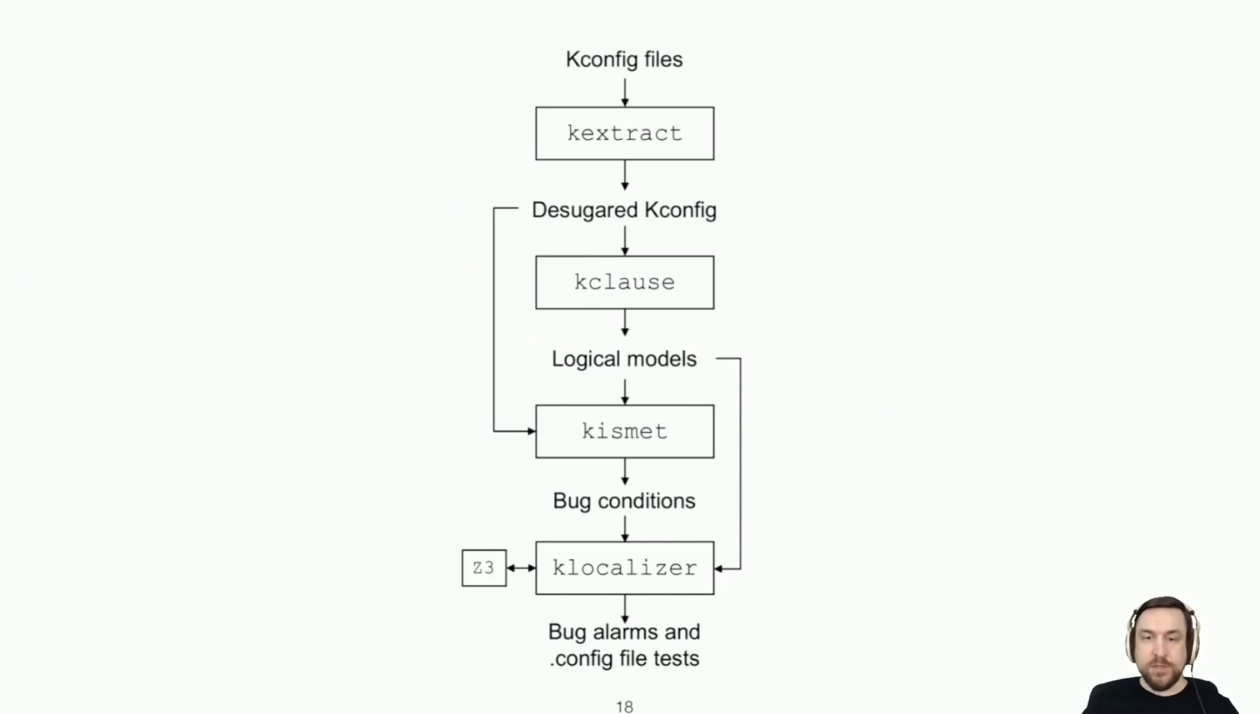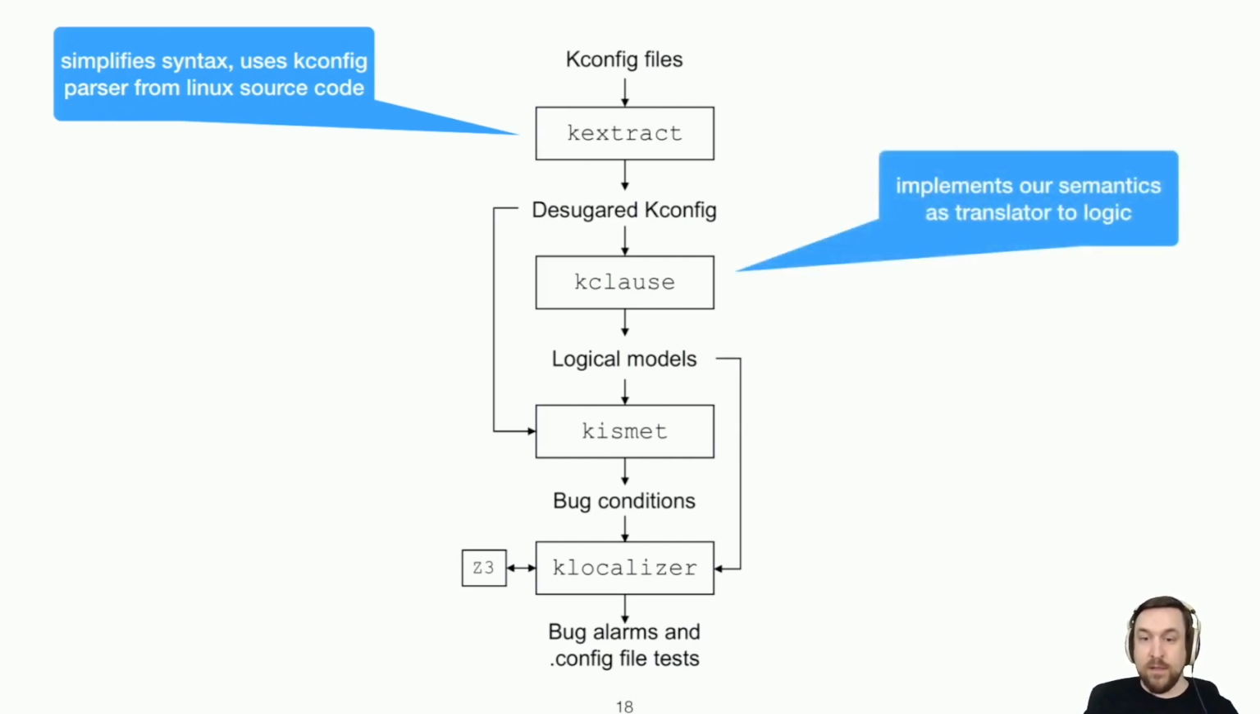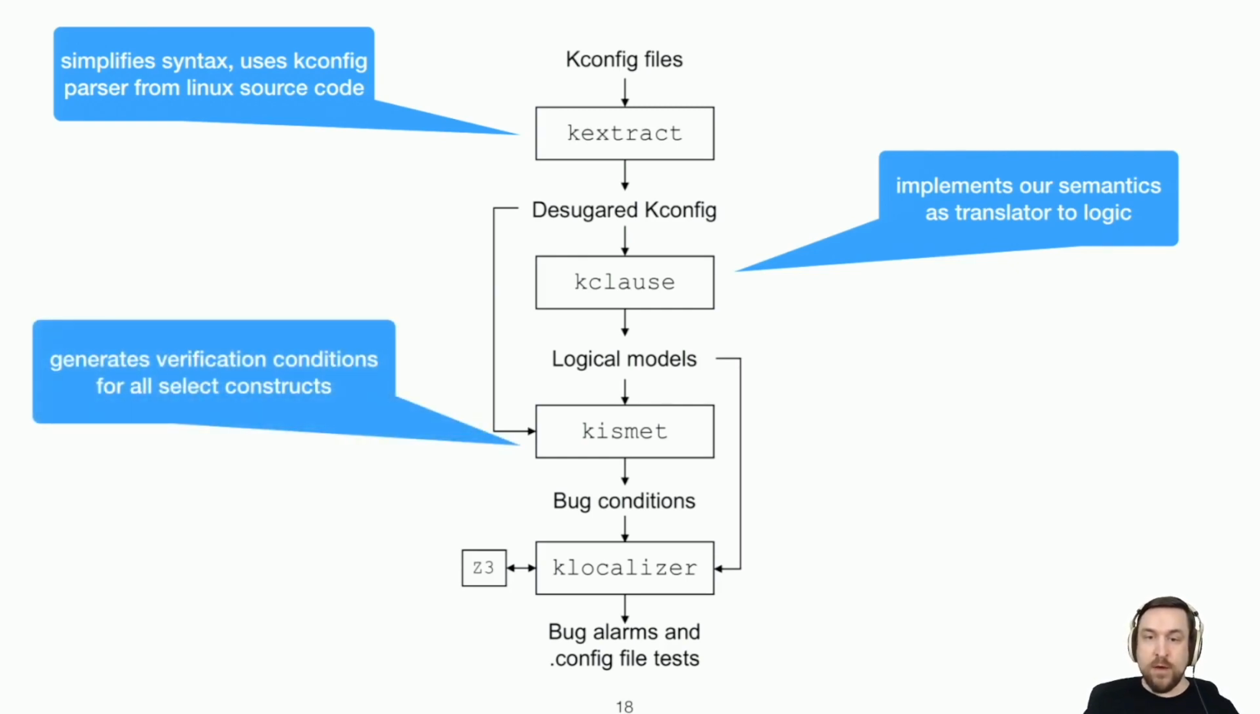So here's the architecture of our tooling, and it's actually a bunch of separate reusable components that we have. We first took the Kconfig language parser from the Linux kernel and then used it to simplify some of the syntax. We passed that into a tool called Kclause, which converts all of the syntax into these logical formulas. And then the Kismet tool will take all combinations of options that have a reverse dependency relationship and construct this verification condition to check whether there is potentially an unmet dependency bug.